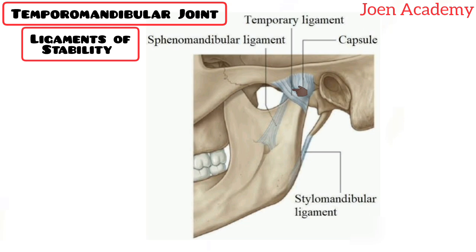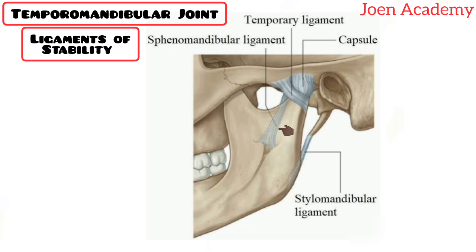There are the lateral ligament, the sphenomandibular ligament, and the stylomandibular ligament. The lateral ligament runs from the articular tubercle to the mandibular neck. It is a thickening of the joint capsule and it acts to prevent the posterior dislocation of the joint.